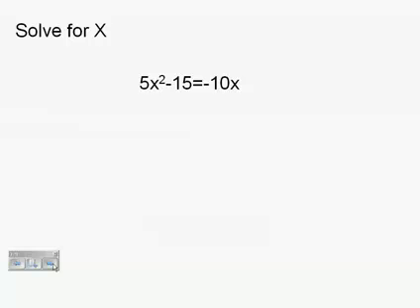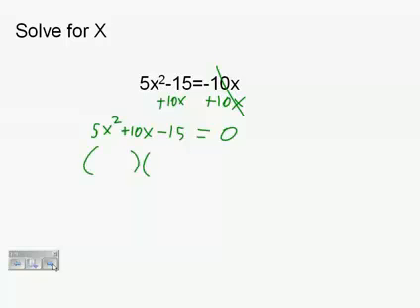All right, so solve for x. Same situation here. We have 5x squared minus 15 equals negative 10x. We need to bring that negative 10x to the other side, so add 10x to both sides. Now, be careful on this because it equals 0, great. But when we add 10x, you need to put it in standard form. So it needs to be 5x squared plus 10x minus 15. You need to put that 10x in the center. All right? Now we can factor it.